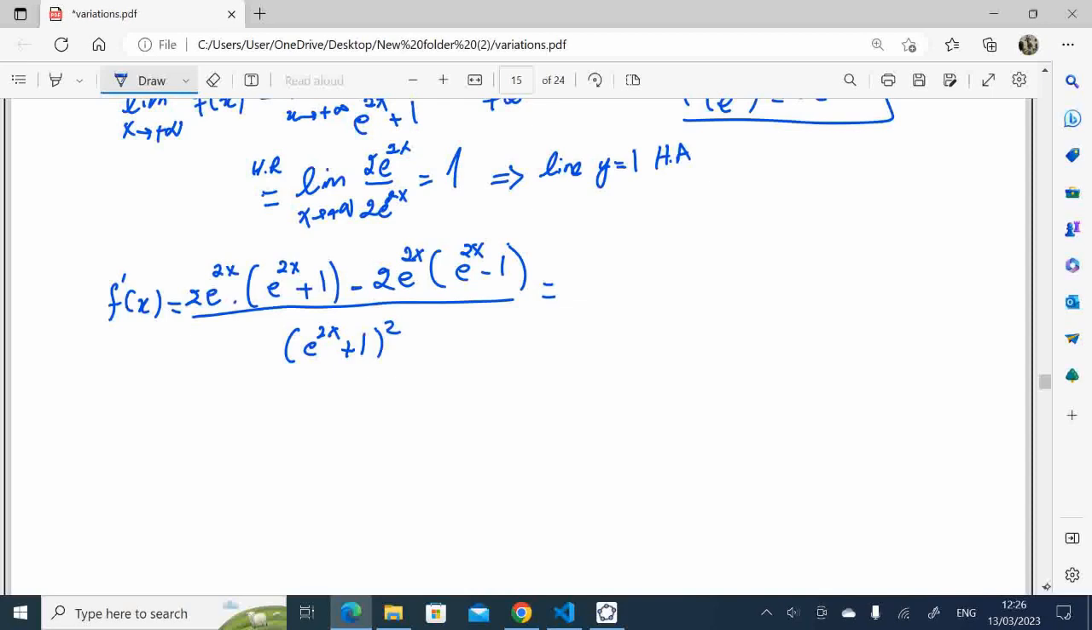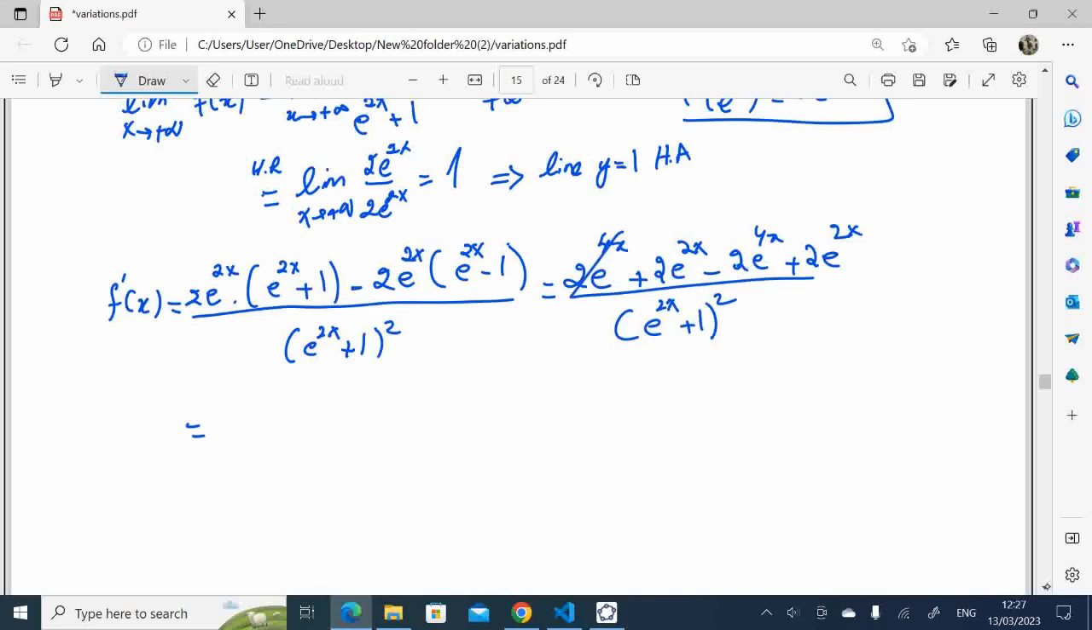e^x times e^x is e^2x, plus e^x times 1, it's e^x, minus e^x times e^x is e^2x, and minus e^x times minus 1, it's plus e^x, all over (e^x + 1) squared, which will be equal to: e^2x minus e^2x cancel, e^x plus e^x, it's 2e^x, over (e^x + 1) squared.